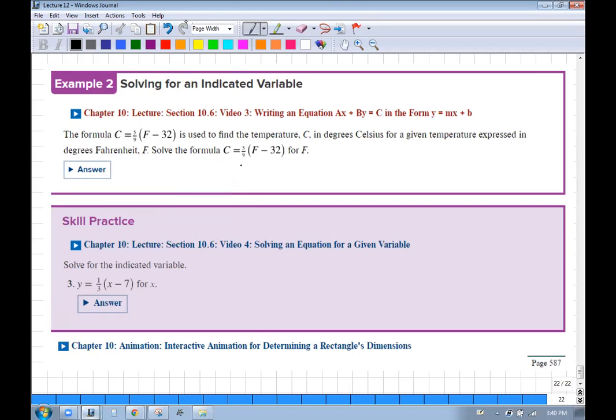First thing, I want to get rid of this 5/9. If I multiply both sides by 9/5, 9/5 times 5/9 cancels out. So I have 9c over 5 is equal to f minus 32. I just need to add 32 to both sides. So f is 9c over 5 plus 32.